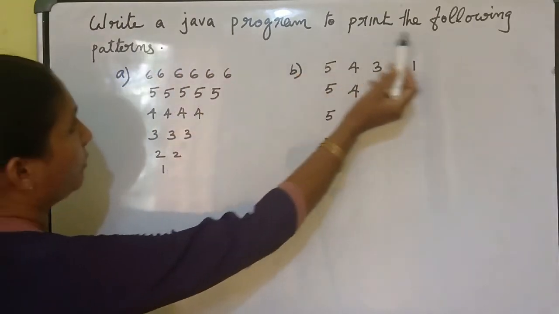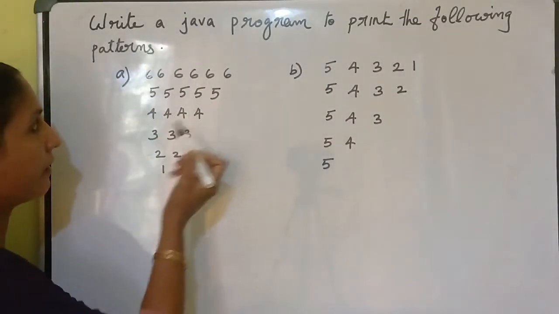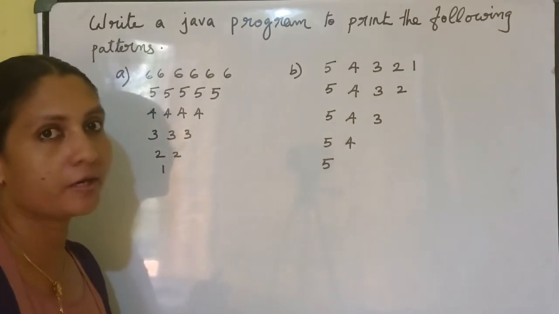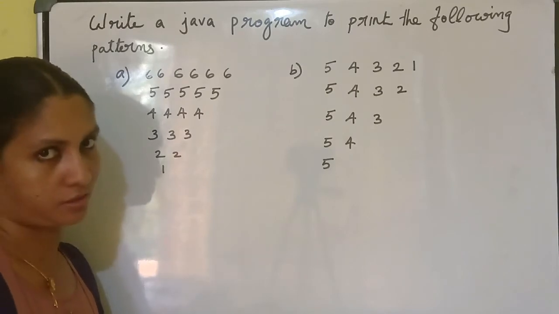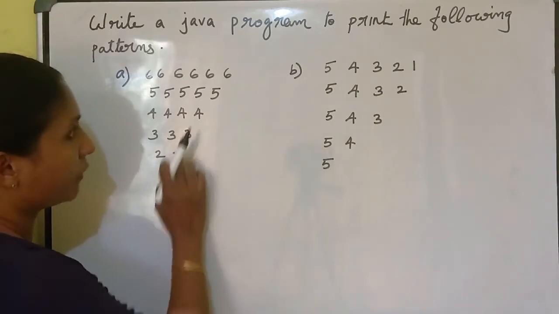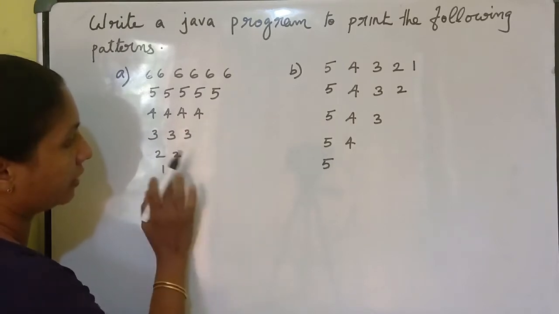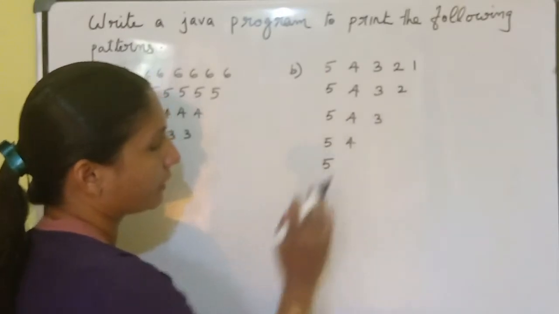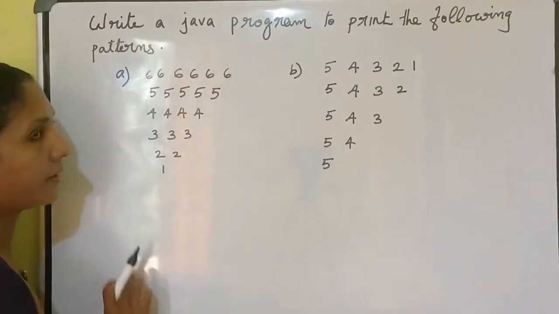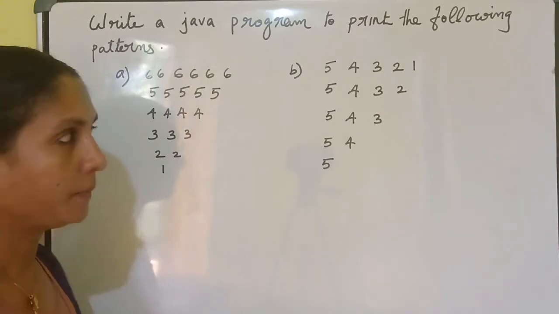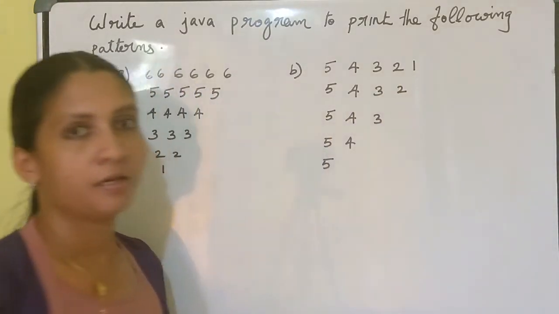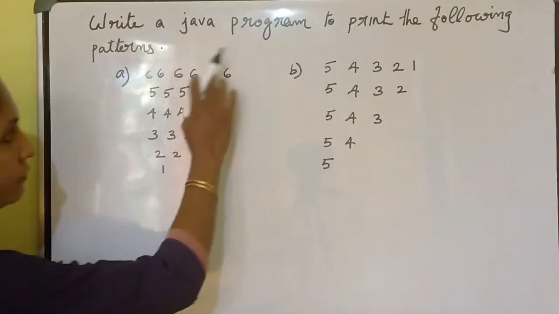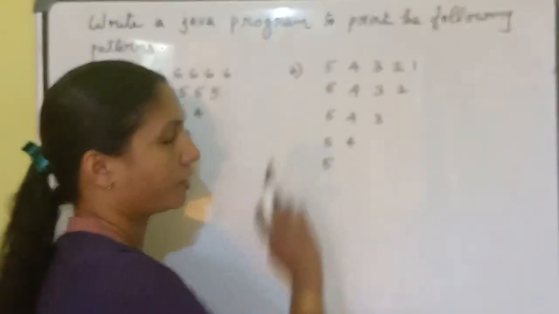Write a Java program to print the following patterns. What are they? In the two questions we can see different inverted triangle shape patterns, but the numbers are different. In this one we can see 6, 6, 5, 5, 4, 4, 3, 3, 2, 2, 1. But in this one we can see 5, 4, 3, 2, 1, 5, 4, 3, 2, 5 like this way. That means here they are representing the same numbers in each row, but here they are representing different numbers in different columns.